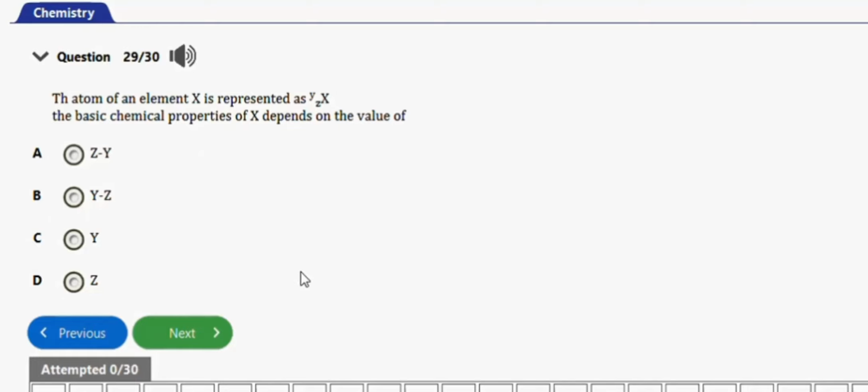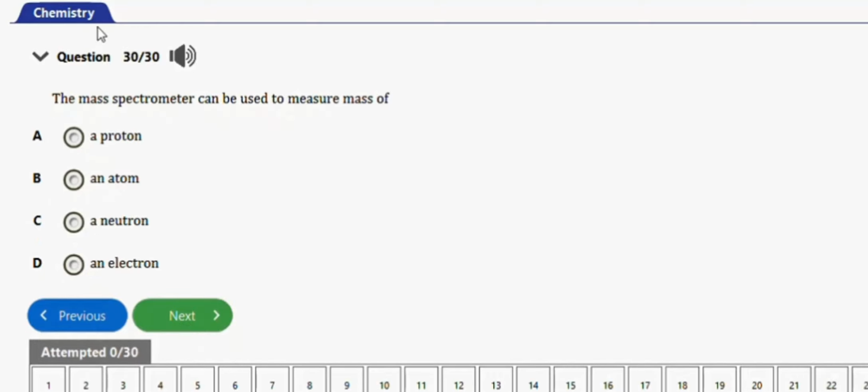The last question before we end this video will be this one. It says the mass spectrometer can be used to measure the mass of an atom, option B. So this basically can deal with problems involving protons, electrons, neutrons, mass number, and isotopes for elements. We practiced with about 26 or 27 questions in this video. Hope you learned something interesting from the video. Let's call the video, guys.